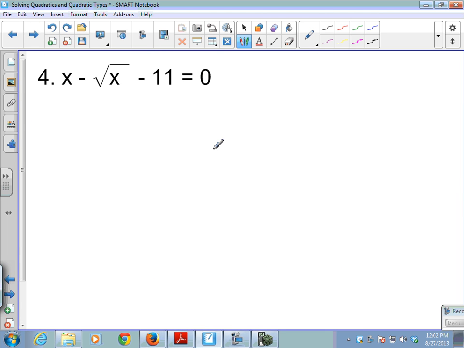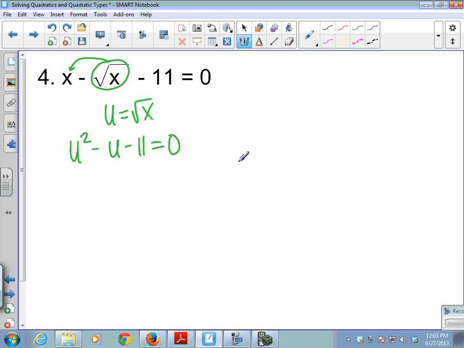Alright, number 4. If I were going to try one on my own, I would try this one. So if you would like to, go ahead and pause and try this one on your own. This is a little bit of a challenge problem. So I'm going to go ahead and do it. I'm going to let u be the square root of x, because if I take this and square it, I get x. So then I've got u squared minus u minus 11 equals 0.